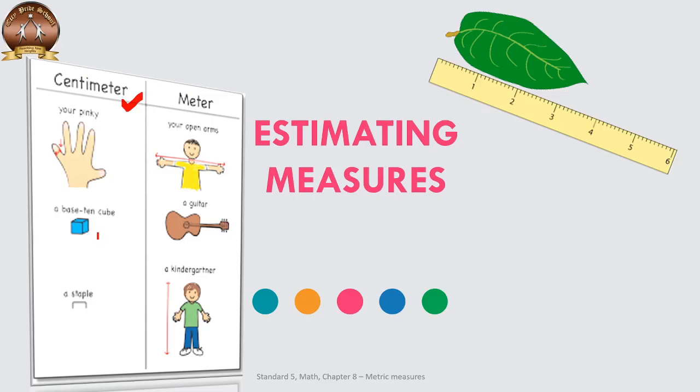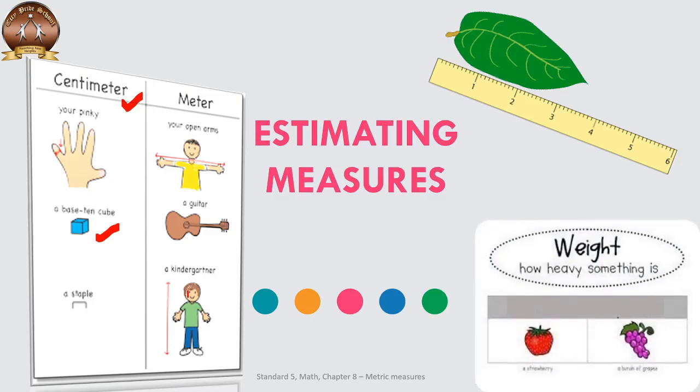Now a base 10 cube is 1 centimeter cube. A staple pin can be a centimeter. Yes, it can be, but we have a bigger stapler too. So it is just an estimation. Okay, now open your arms and you get 1 meter. A guitar is 1 meter long. A kindergarten student is 1 meter long. Do you think every kindergarten student is 1 meter long? Are they equal in height? No. So these are our estimations. These are the places where we estimate length.